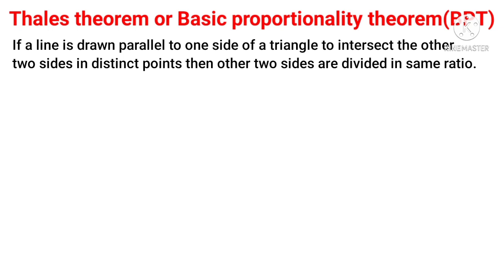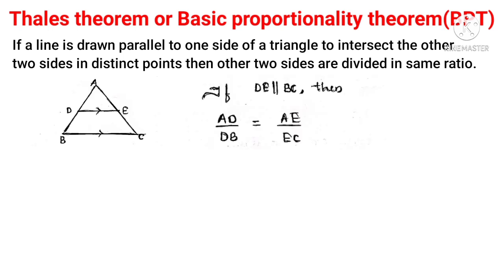If we are drawing a line which is parallel to any one side of the triangle, then it divides the other two sides proportionally. It means that in a triangle ABC, if DE is drawn parallel to BC, then it is dividing the other two sides, that is AB and AC, proportionally. That is nothing but AD by DB is equal to AE by EC.